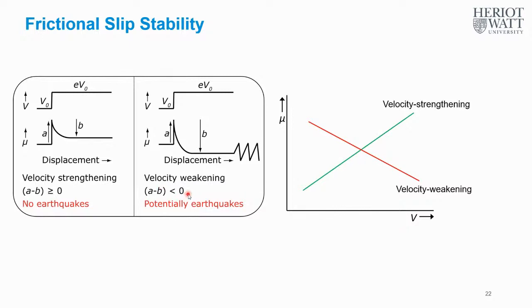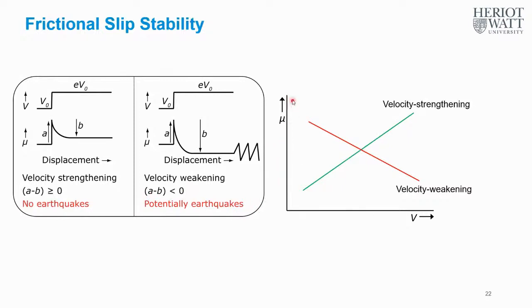In this case, if a fault becomes weaker when you try to slip it faster, it can go faster still. And if it then becomes still weaker, it can go still faster, etc. So you can get some type of runaway behavior for velocity weakening fault gouges. So in this case, there is a potential for earthquakes to be generated.